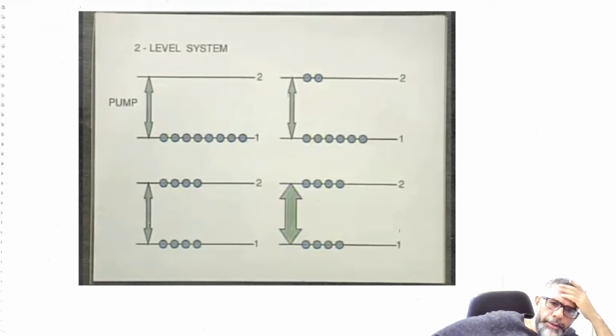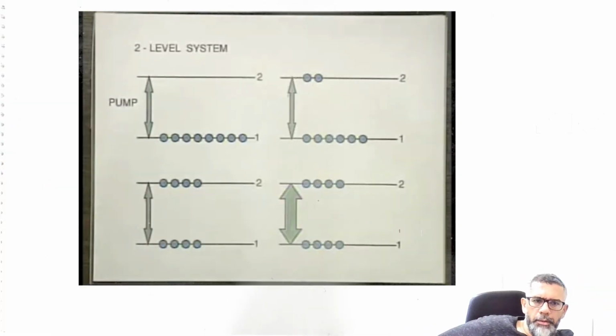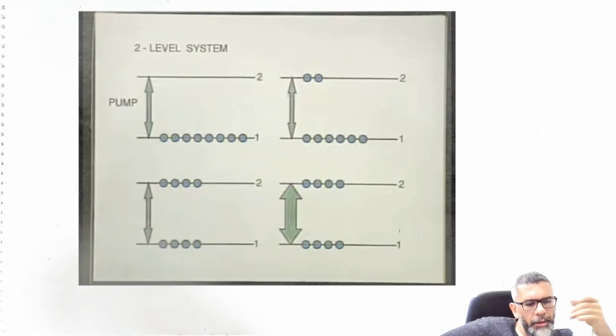So let's now think about a two-level system. As the name suggests, a two-level system only has two energy levels, 1 and 2. 1 is the ground state and 2 is the excited state. And the question is, if you have a two-level system, can you reach population inversion?